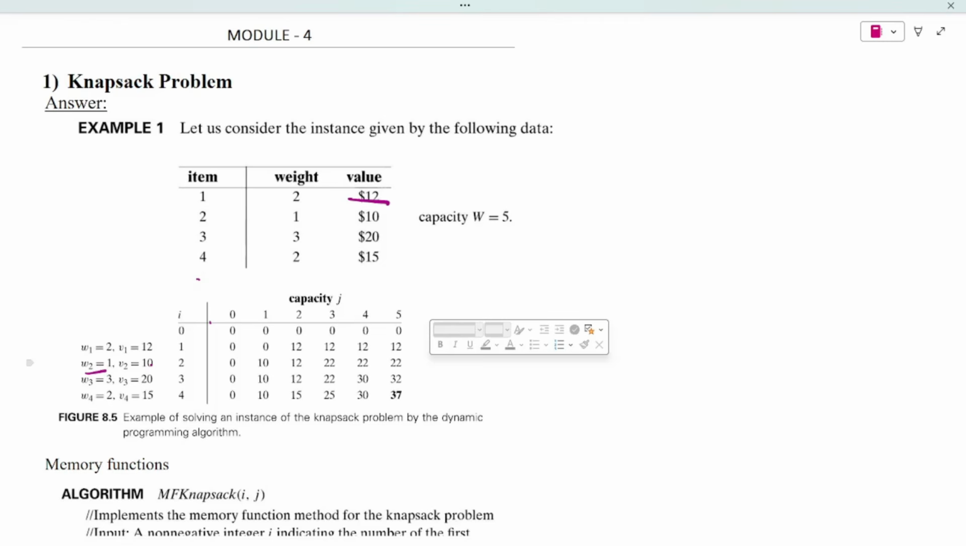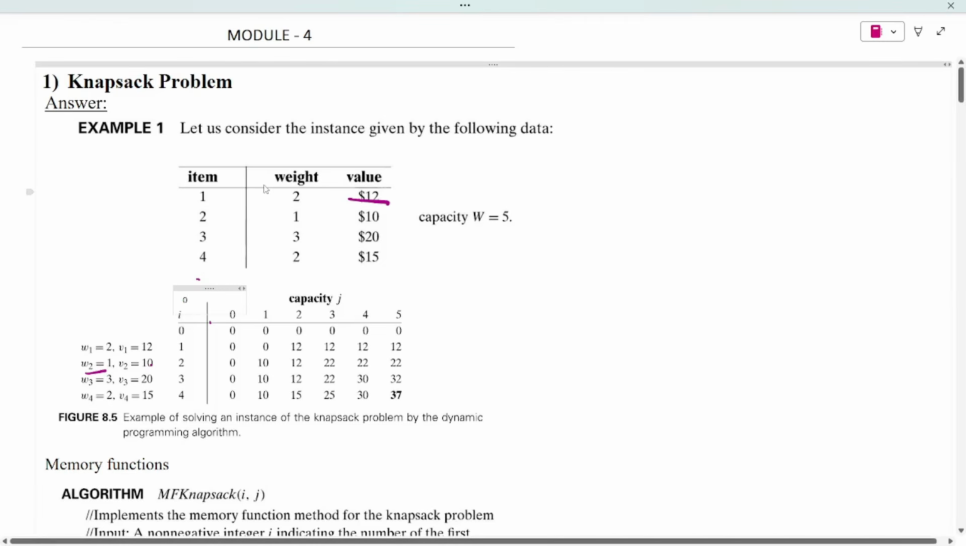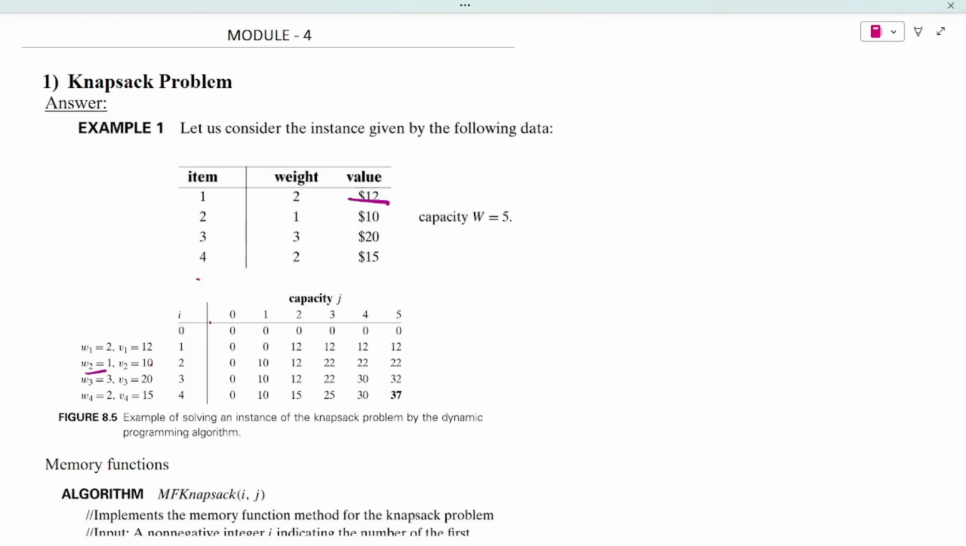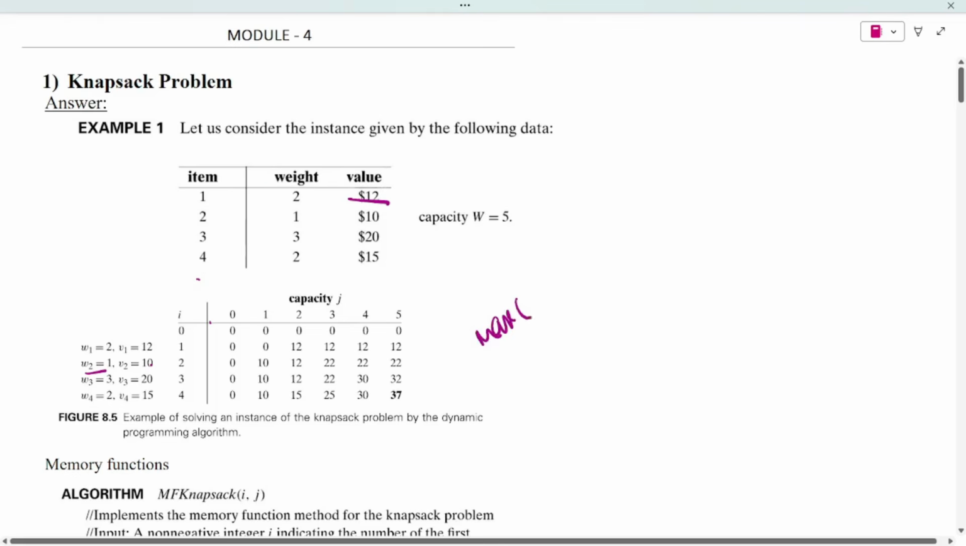First you have 0 initially, right? First, when you have 0, you will be following the formula, that is the maximum of the element which you will be having.